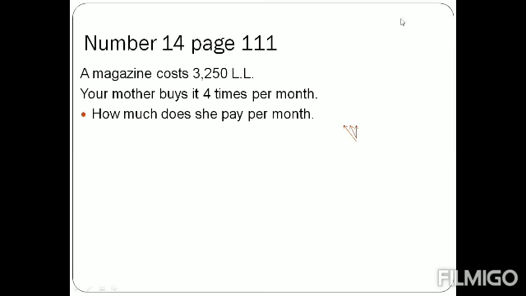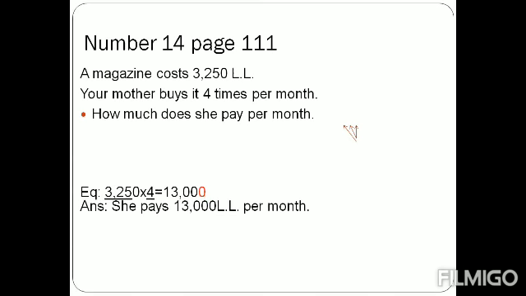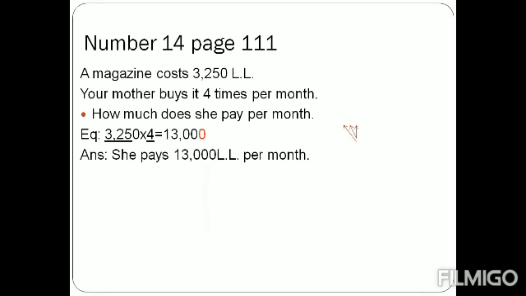So the equation will be 3,250 times 4 equals 13,000. So she pays 13,000 per month. How do we multiply it? First of all, we will multiply 325 by 4. We multiply the digits together, as you can see here in the setup. 325 times 4.